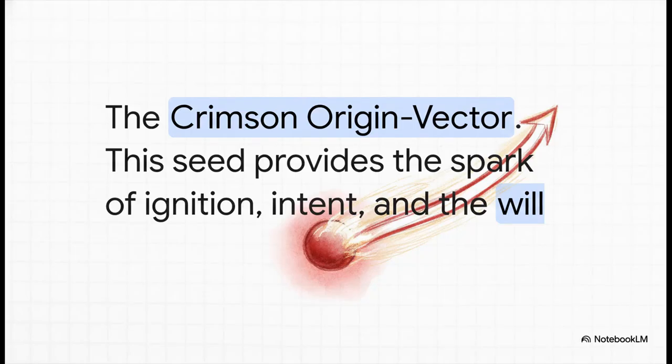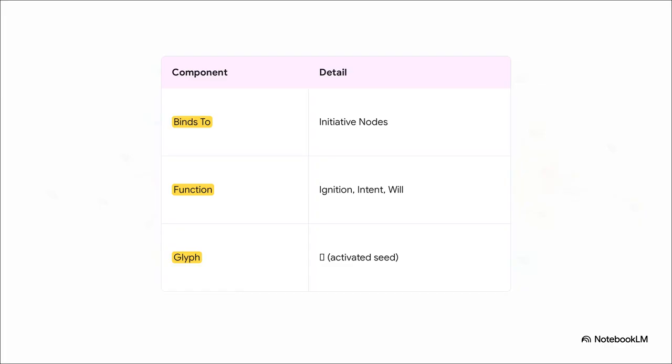Okay, first up, we've got the crimson origin vector, and really the name tells you everything you need to know. Origin, the beginning, the vector that points the way. This is the initial spark. And look at how specific its job is. The crimson seed binds to what are called initiative nodes, and it provides that first push, the ignition, the intent, the will to act and to change. Without this seed, the lattice is just passive. It's sitting there. But with it, now it has a purpose.